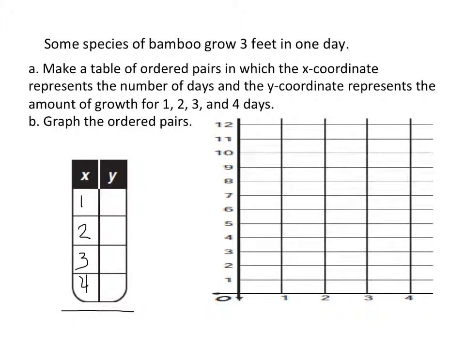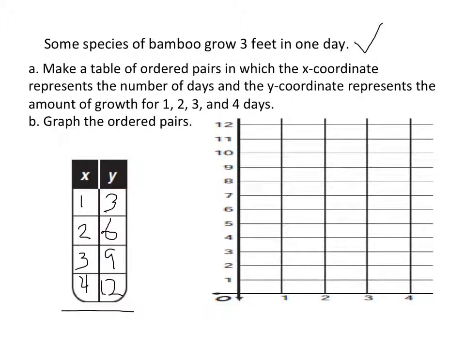With the information given us in the first sentence, I know that the first day the bamboo should be 3 feet. Second day, I'm going to assume that we're going to add another 3 feet, so that makes it 6. The third day, we're going to add another 3 feet, that will make that 9. And the last day, the 4th day, adding 3 more feet to the 9 gives us 12.